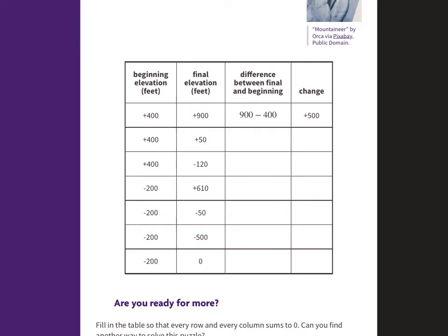So here we go. 50 minus 400. Using a calculator, 50 minus 400 is negative 350. Then we do the next one, negative 120 minus 400. Using my calculator, negative 120, be sure to hit that negative button, minus 400 gives me negative 520.